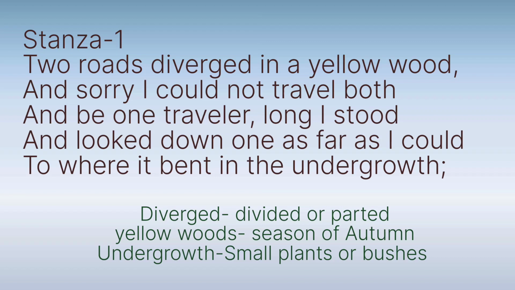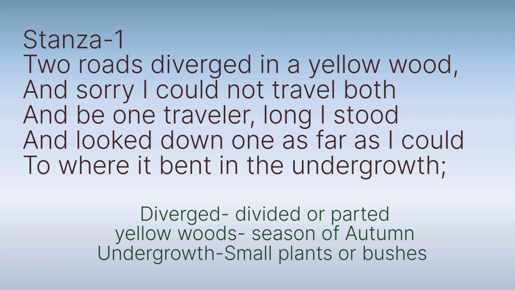And be one traveler, long I stood and looked down as far as I could to where it bent in the undergrowth. So here the poet is saying that there are two roads. Now the poet has come to a diversion in the road. There are two paths that he now has to choose from. He has to choose one path. Being a single traveler, he cannot take both.